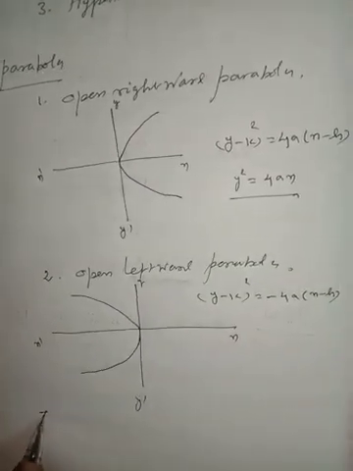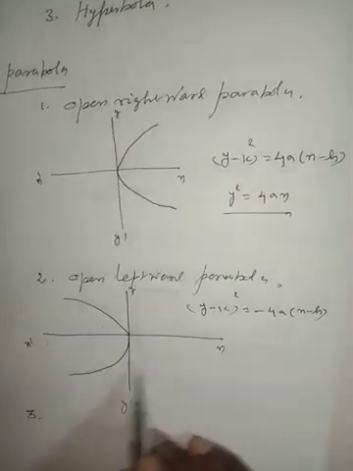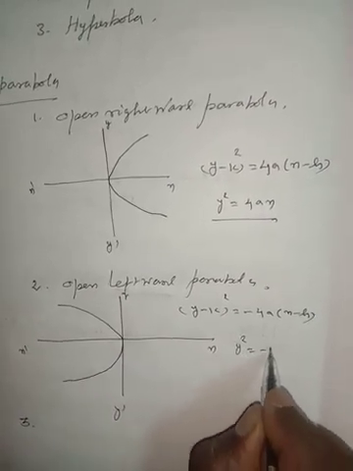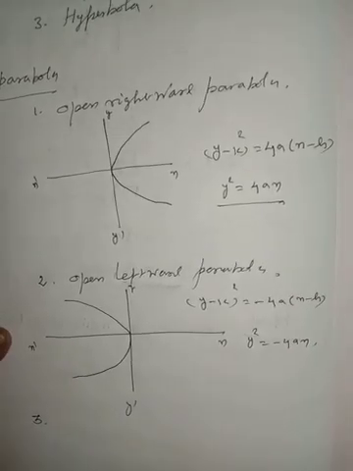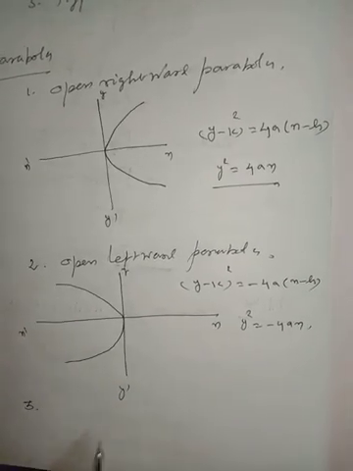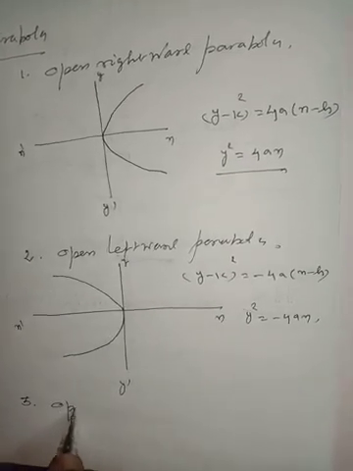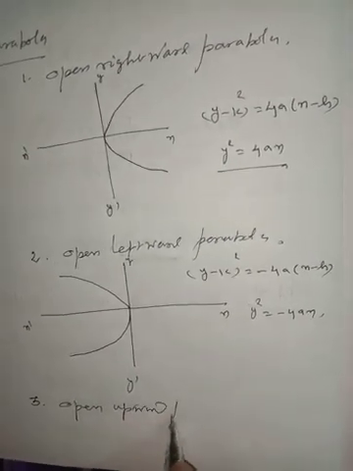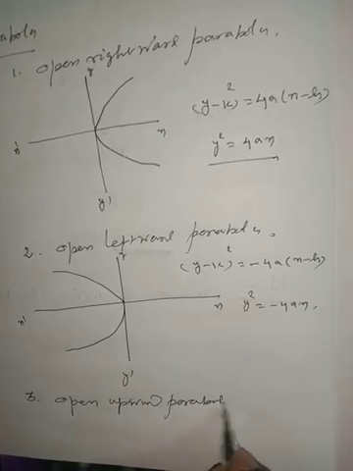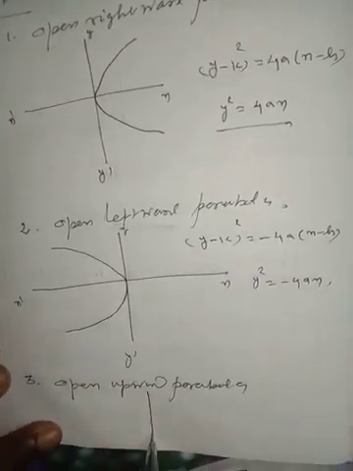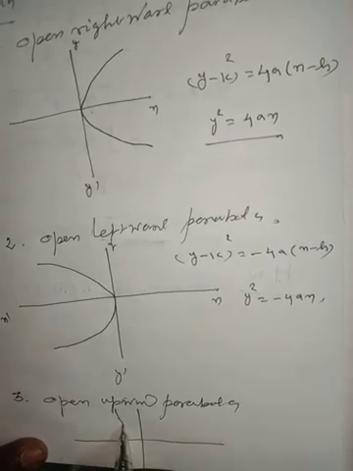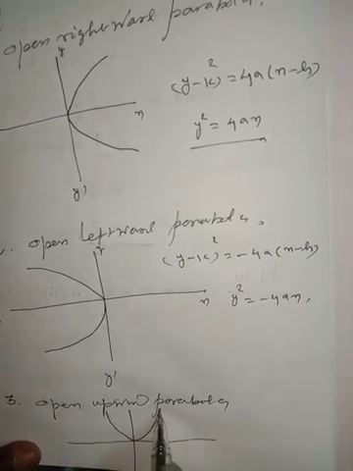This diagram passes through the origin, therefore y square is equal to minus 4ax. Number 3, open upward parabola. The shape of the diagram is this shape.